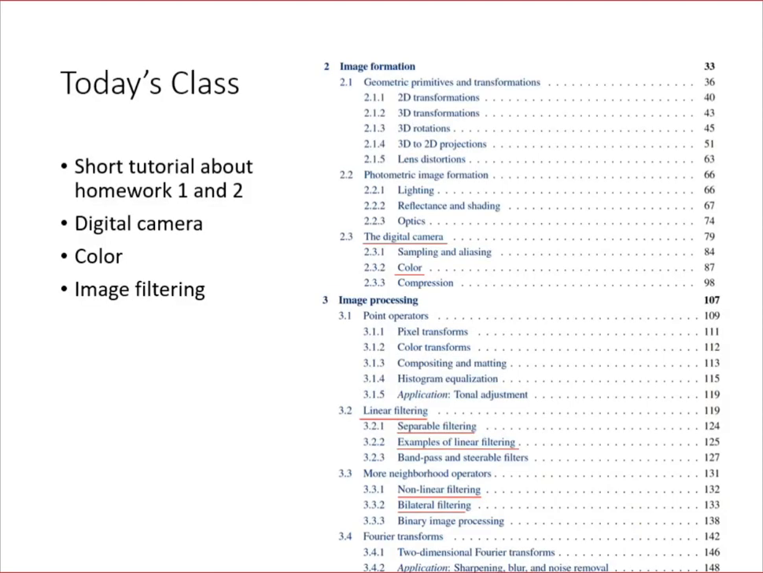So today we are going to talk about some topics. Section 2.3, the digital camera, 3.2 color, 3.2 linear filtering, and the example of linear filtering. And also section 3.3, the linear filtering and the bilateral filtering.